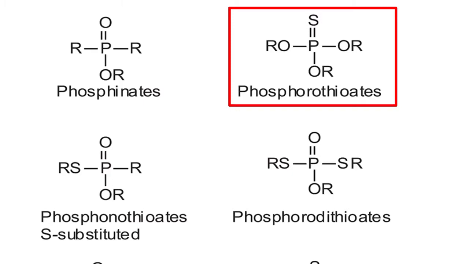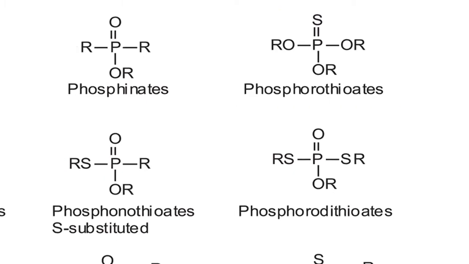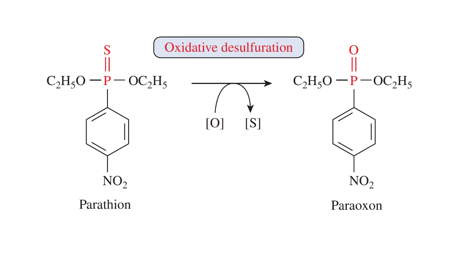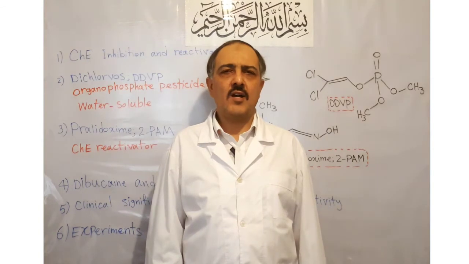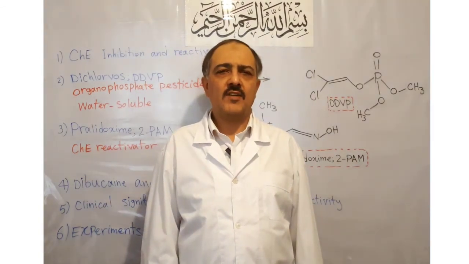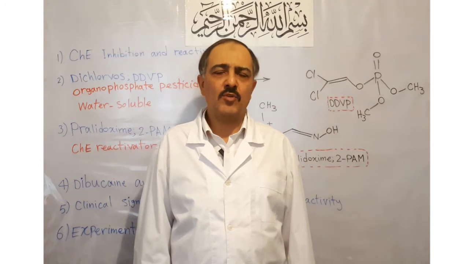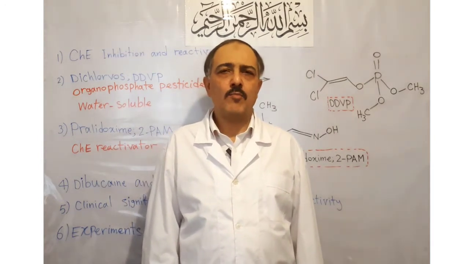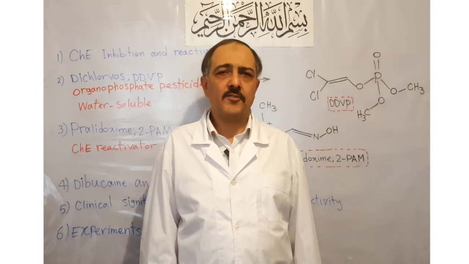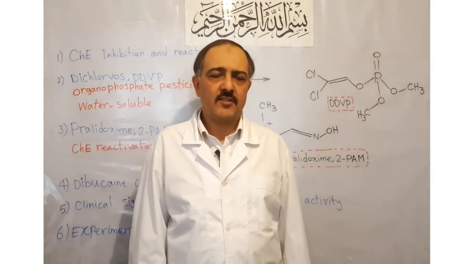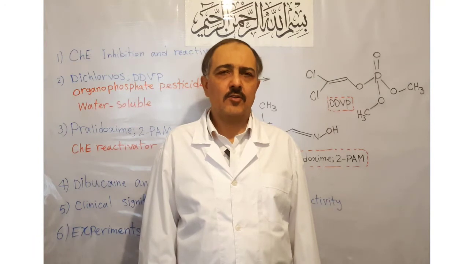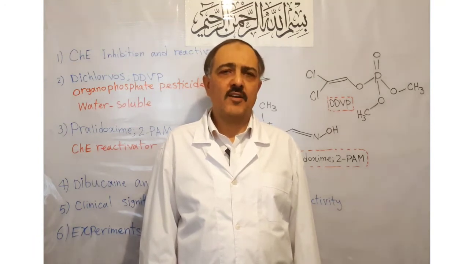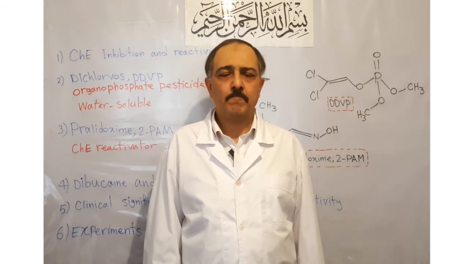Please pay attention to an example of oxidative desulfuration. In this example, you see parathion, which is biotransformed to paraoxon by cytochrome P450 mediated oxidative desulfuration. For this reason, I selected dichlorvos, which is an organophosphate and doesn't need metabolic bioactivation. Moreover, most organothiophosphates are water insoluble. Thus, I selected dichlorvos, which is water-soluble and readily dissolved in plasma to inhibit cholinesterase.